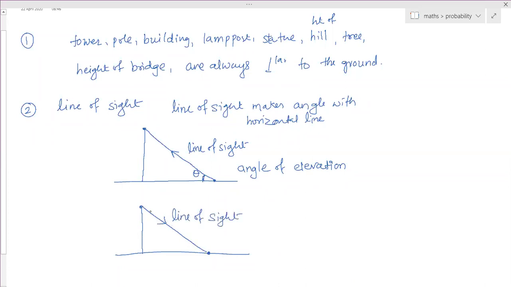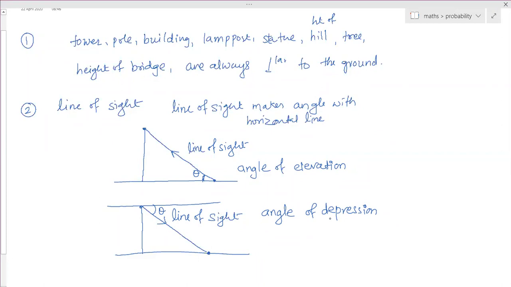In this case, he is looking downwards. So this line of sight makes an angle with the horizontal line. The angle made by the line of sight with the horizontal line only has to be considered. So this angle is called the angle of depression. Elevation means when he is looking upwards, and angle of depression is when the person is looking downwards. Is that clear? What is angle of elevation, what is angle of depression?